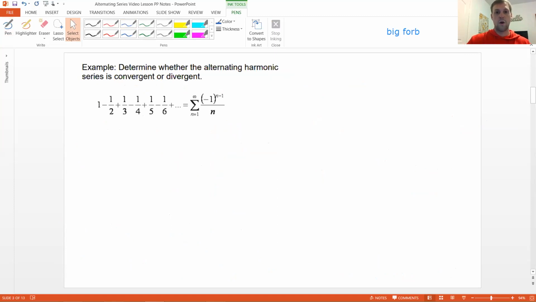Pretty good start here. It says determine whether the alternating harmonic series is convergent or divergent. I like this one to start with. First of all, this top part here, negative 1 to the n minus 1 power, that's my alternating series part. That is what my ID is. That's what tells me it's an alternating series. Now the rest of the function that I didn't circle, that's my a sub n. So a sub n in this case is going to be equal to 1 over n. So it is in the form: we've got the alternating series times some a sub n. It's just 1 over n.